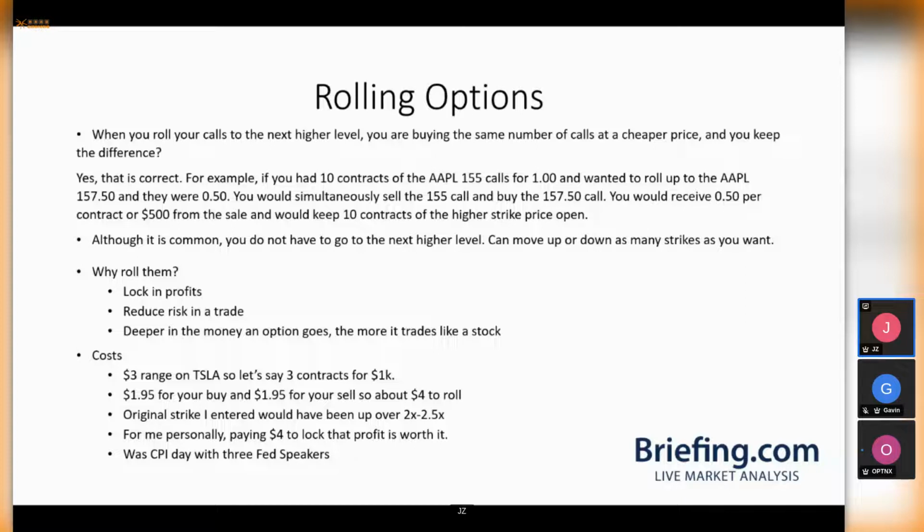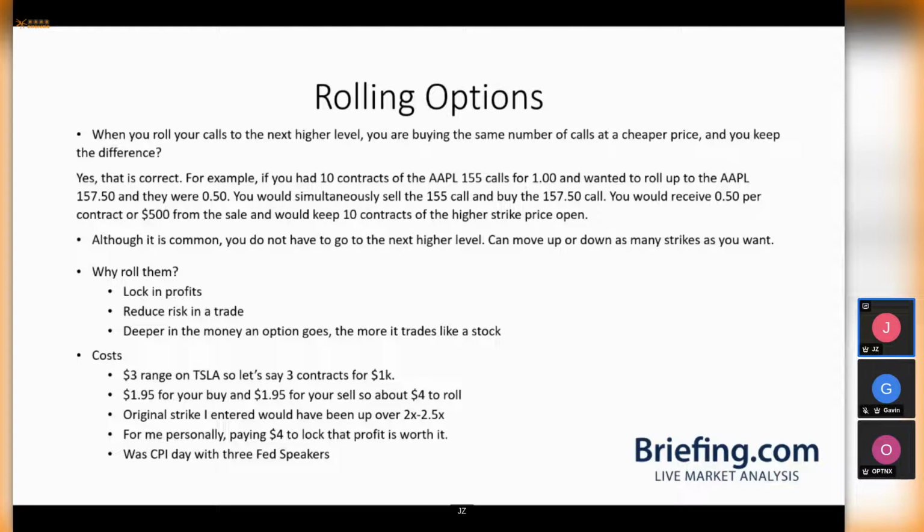So again, this is just why I do it. I think everybody should formulate their own strategy. But for me, that day, the options that I was recommending were trading in like the $3 range. So let's say you buy 3 contracts for, call it roughly $1,000. To roll that up, you'd be talking about a $4 cost to cover both your buy and your sell. And at one point, if I had held on to the particular contracts that I had, they would have been up a double to 2.5 times.